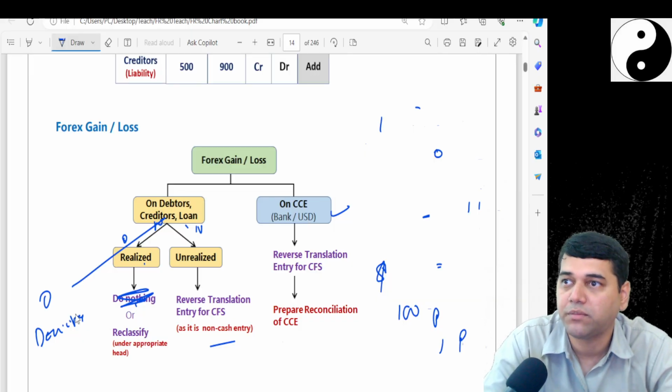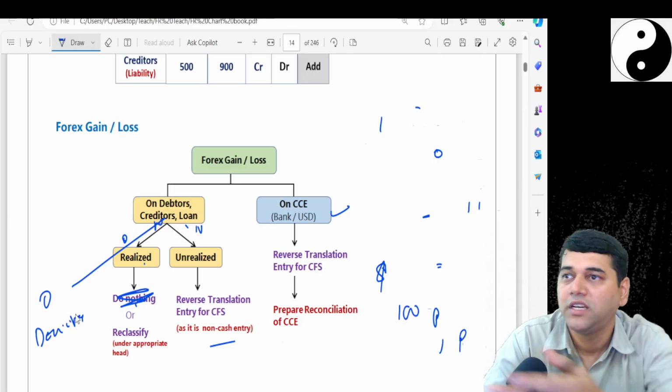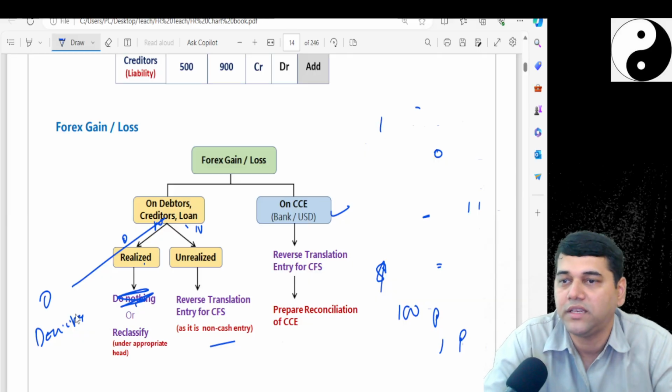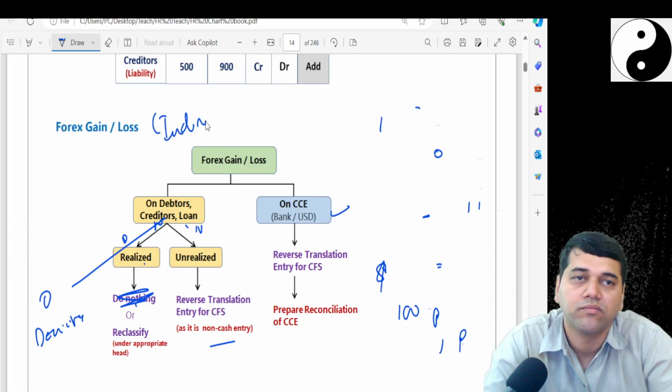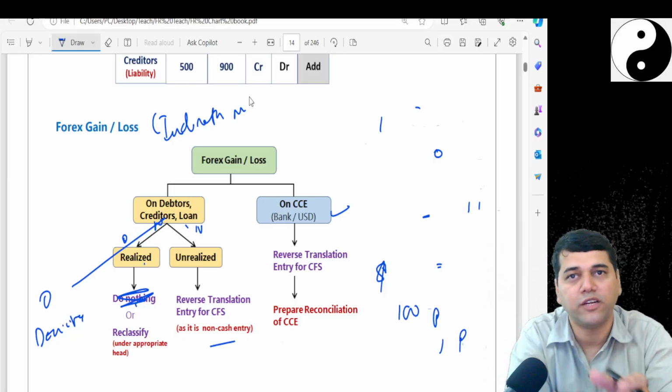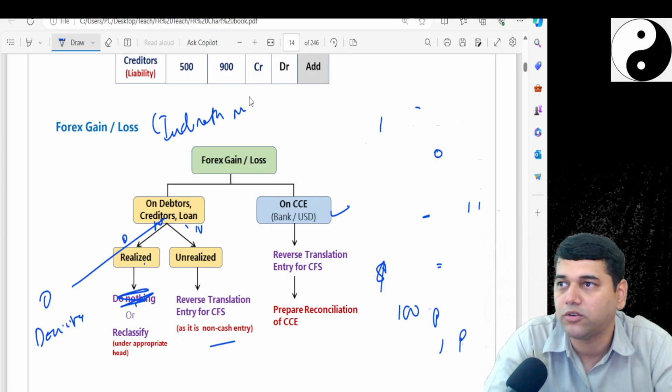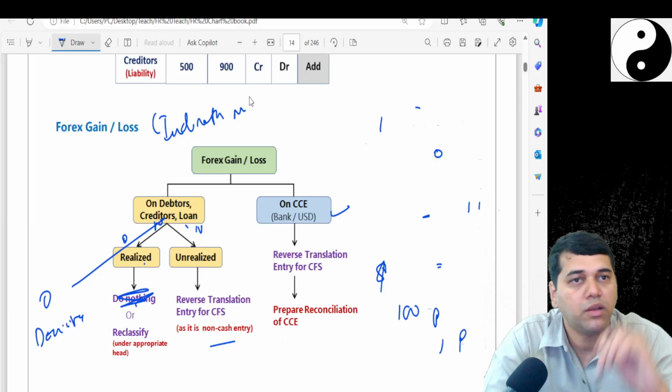Which one? Under the indirect method. If you have followed the direct method, it would have got adjusted there only. Okay, I can say yes, under the indirect method. Probably I will try to give both the examples, try to include it. Are you clear? Now one more question came.